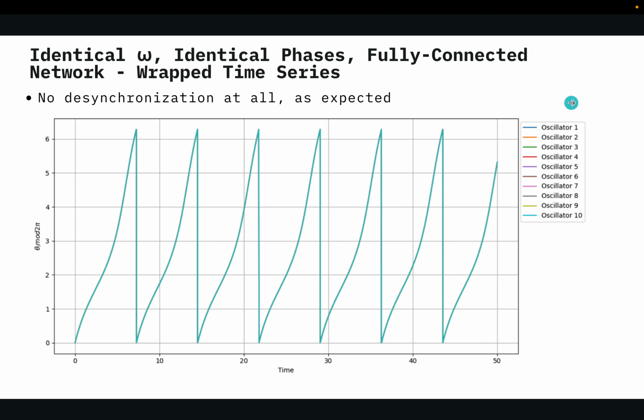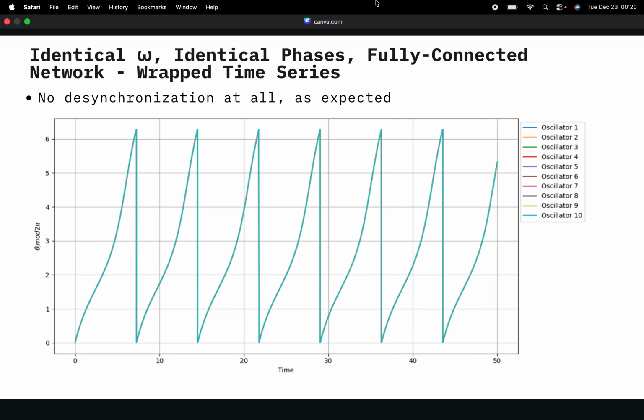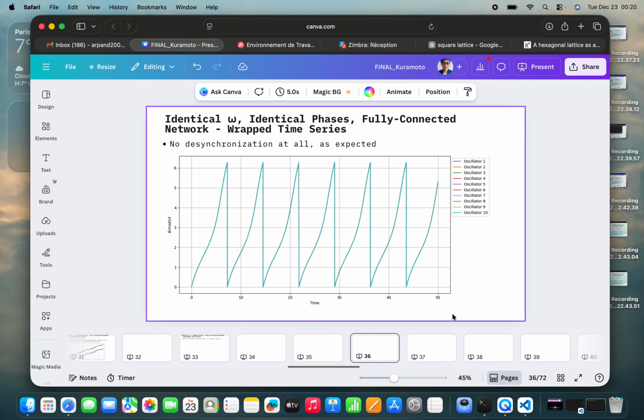We already discussed this. This is just to give an idea. If we have everything identical, then there is no point in doing Kuramoto analysis, because if all the omegas are identical and all the phases are identical, then you start synchronized. You are already synchronized at time t equals 0, and you maintain that synchronization. There is no desynchronization, no randomness at all. And this is for a fully connected network, by the way.